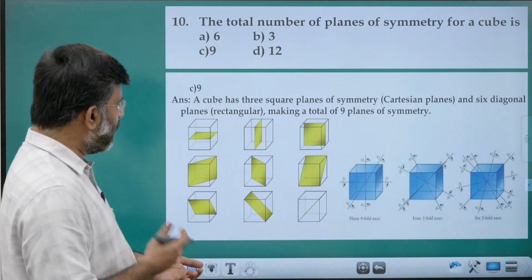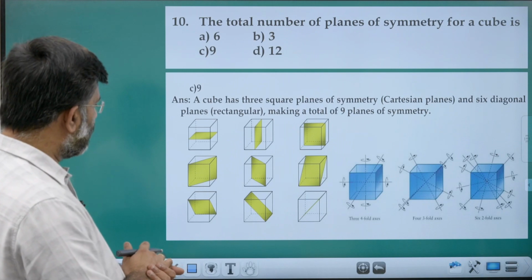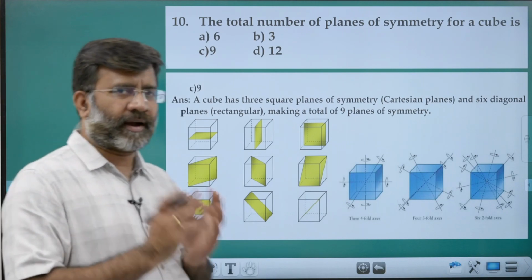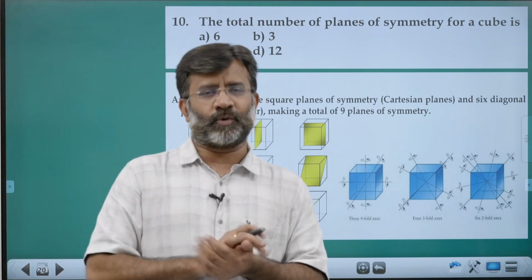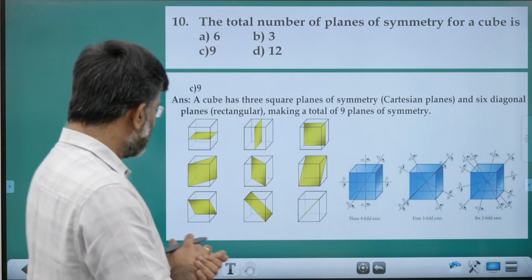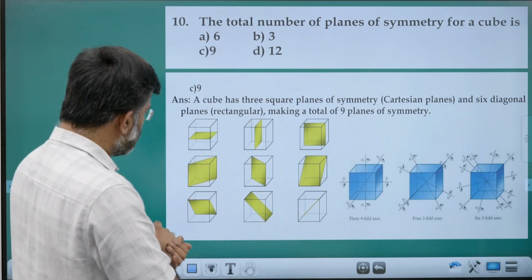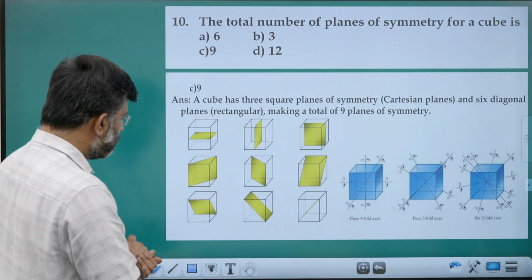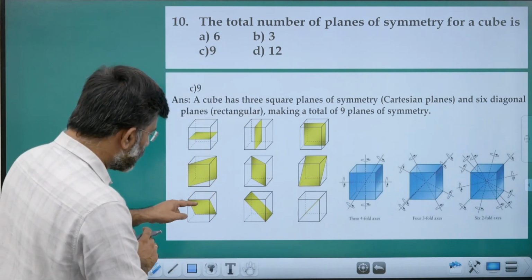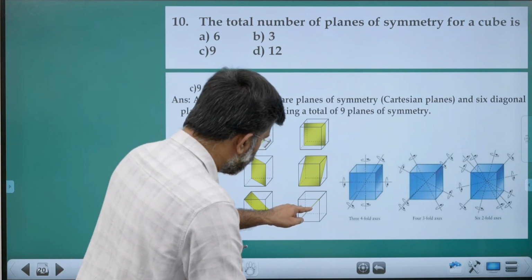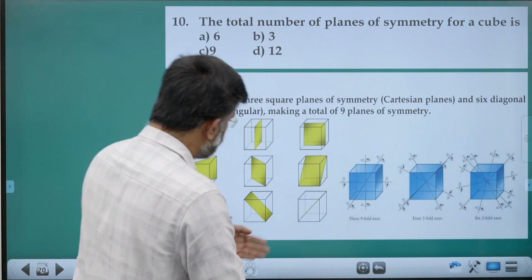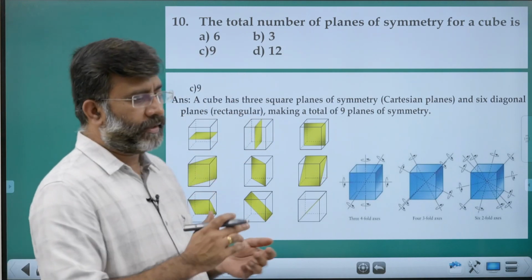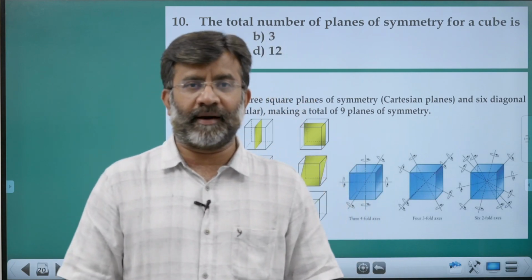And now the other planes are diagonal planes. These are diagonal planes which cut the cube into two equal halves. Right? You see, another diagonal plane of symmetry, another, and another. Here another one, and this, I hope you understand, through the other three diagonals. How many diagonal planes are there?